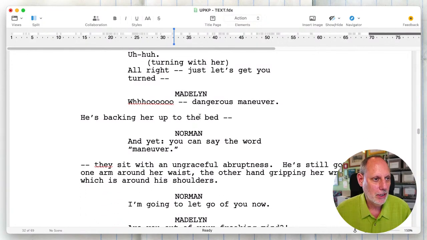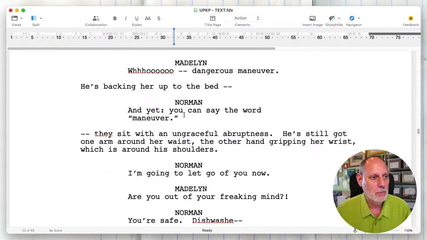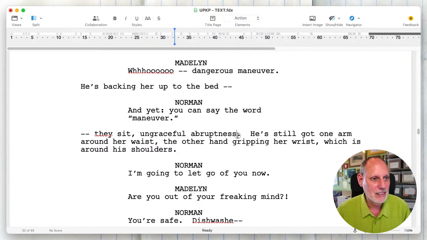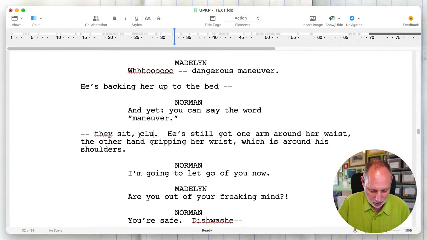He's back here up to the bed. And yet you can say the word maneuver. This it. All right. With an ungrateful... This is too formal sounding. They sit... ungracefully, gracelessly, clumsily.